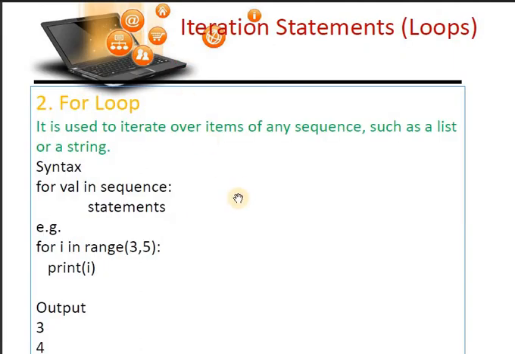Now for loop. Now for loop is used basically for any statements which are to be executed a definite number of times. Fine. For example, for i in range 3 to 5. Now range is the function. It means we are taking the value of i from 3 to 4. This is the start, this is the stop. So stop is always up to n minus 1. Okay. Now the output is 3 and 4.